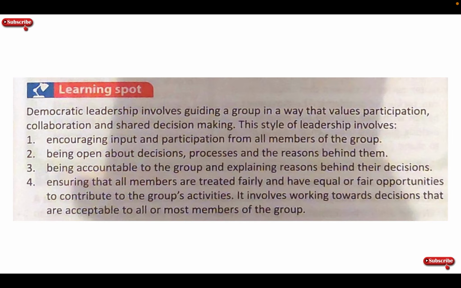Number 3, there is accountability. Leaders, in democratic leadership, must explain their choices to the rest of the group. Number 4, there is fairness. Every person is treated the same and has an equal chance to help. And then number 5, there is agreement. The goal is to make decisions that most people are happy with.